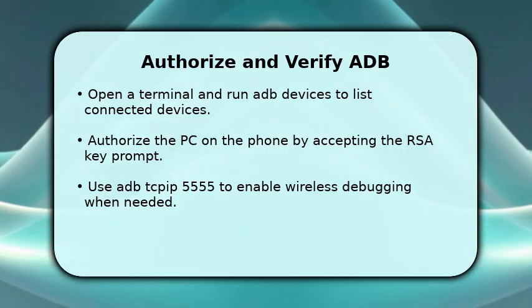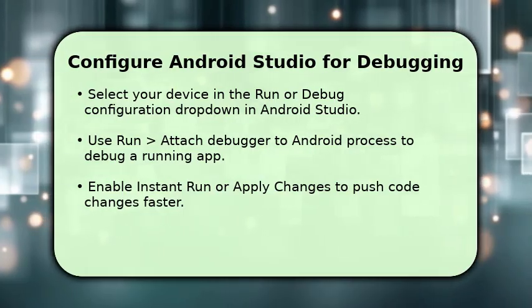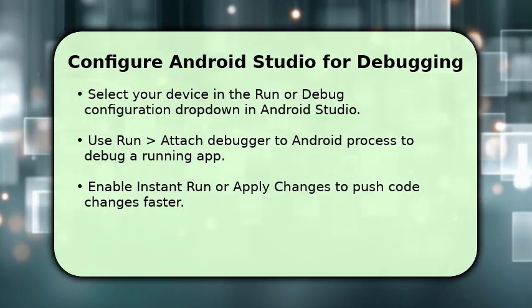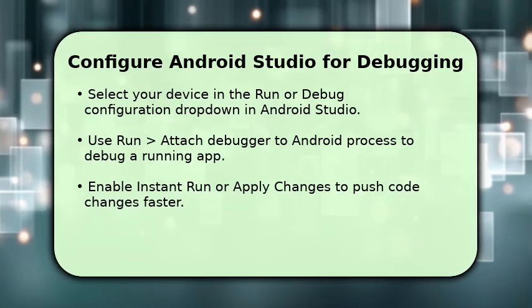Finally, configure Android Studio to build, deploy, and debug on your device quickly. Select your device in the Run or Debug configuration drop-down in Android Studio. Build and run the app to install it on the connected phone automatically.